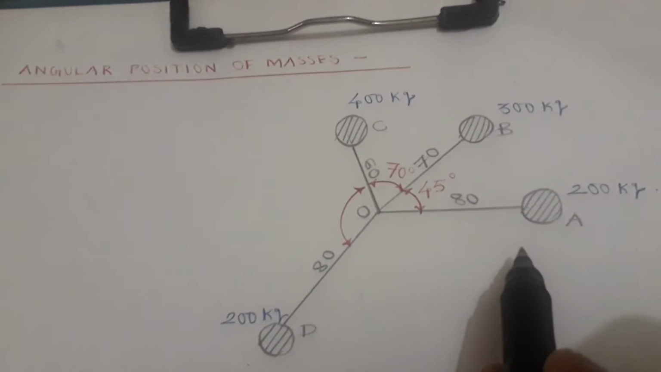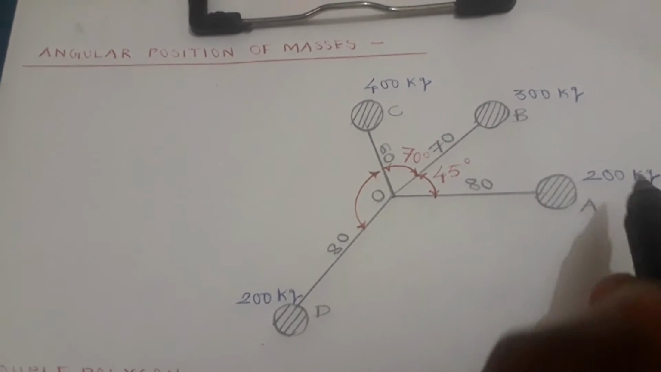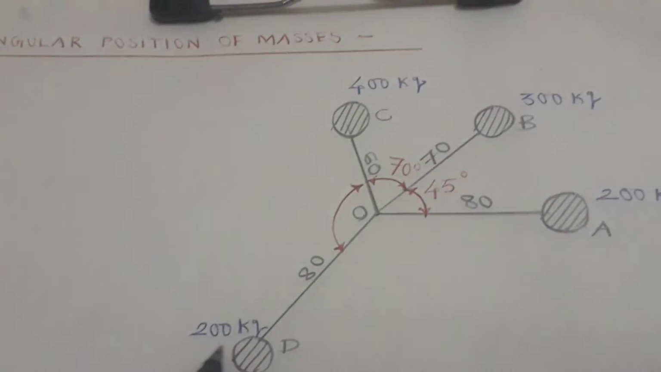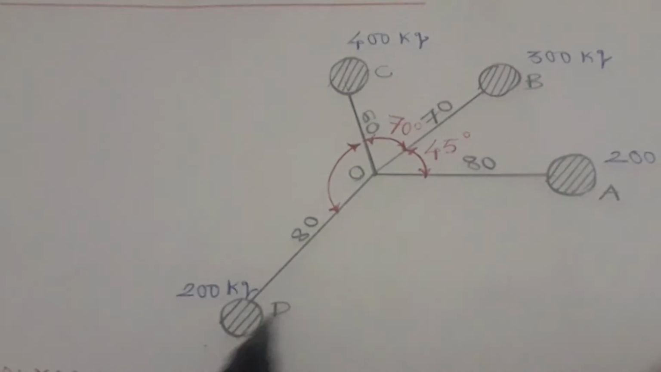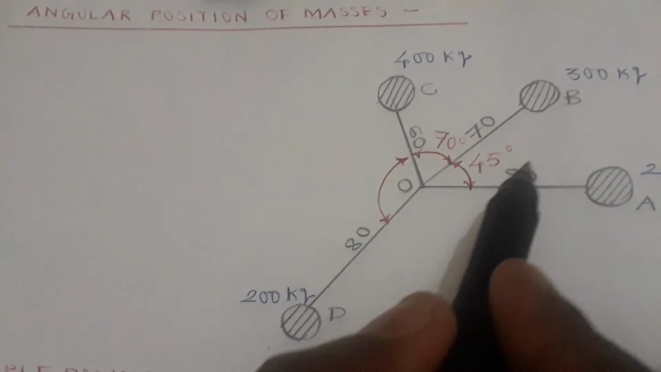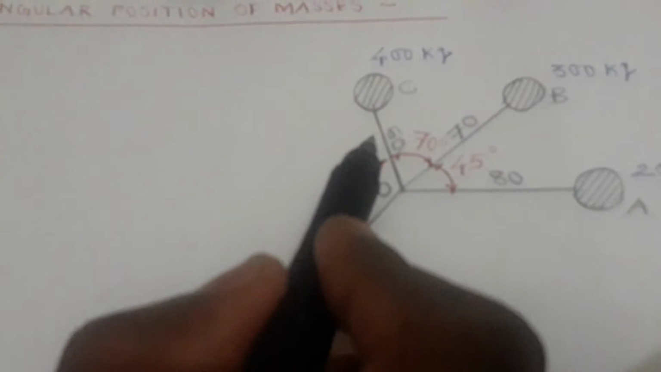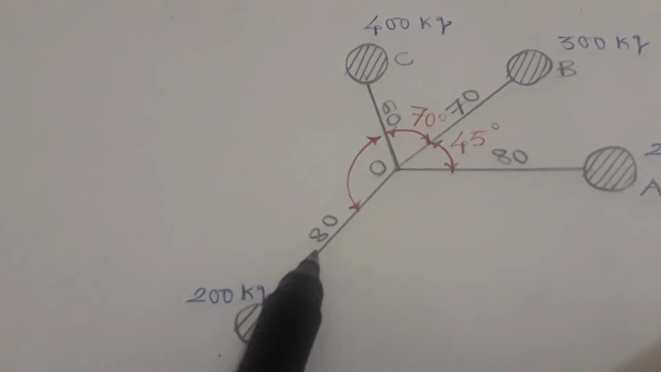So here we have drawn the angular position of all the masses. The four masses are 200 kg, 300 kg, 400 kg and 200 kg, A, B, C, D. The radius for mass A is 80, for mass B it is 70, for mass C it is 60, and for mass D it is 80.